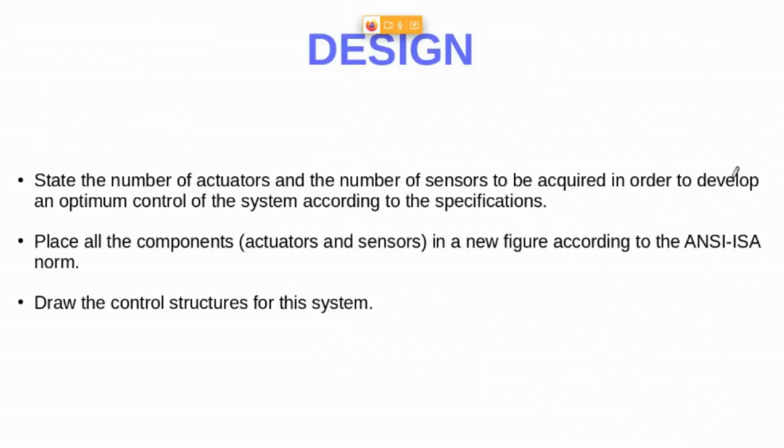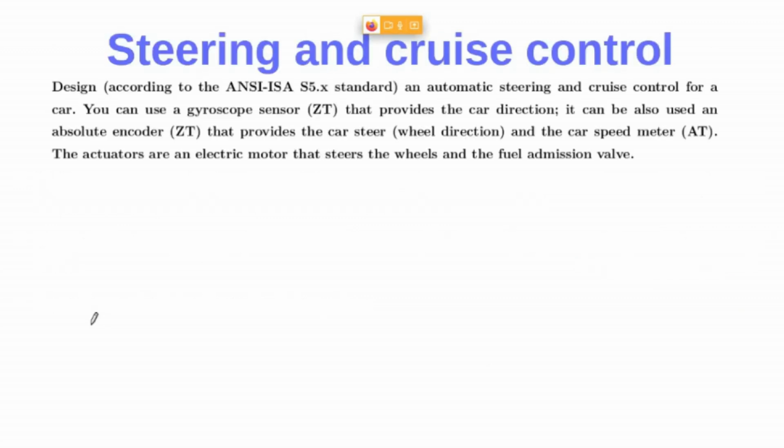So, well, now let's go for the design, right? For the design exercises, here we will be asked, for example, to state the number of actuators and the number of sensors to be acquired in order to develop an optimum control of the system according to the specifications of the exam statement, right? Then to place the components on the diagram, right, according to the ANSI ISA norm. And finally, to draw the control structures for this system.